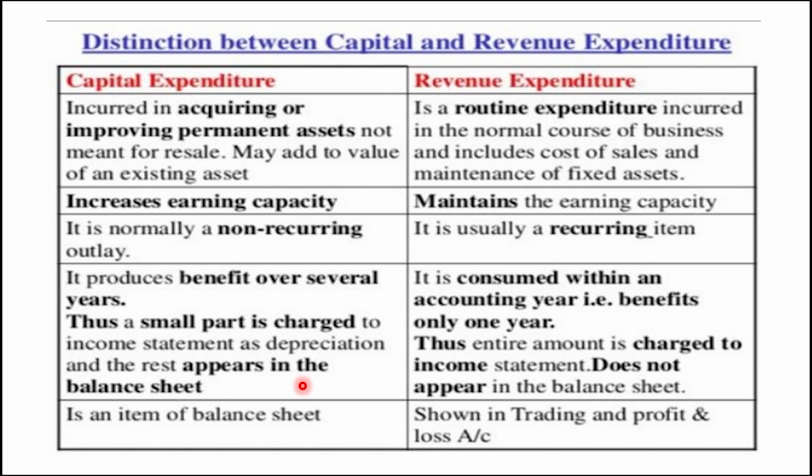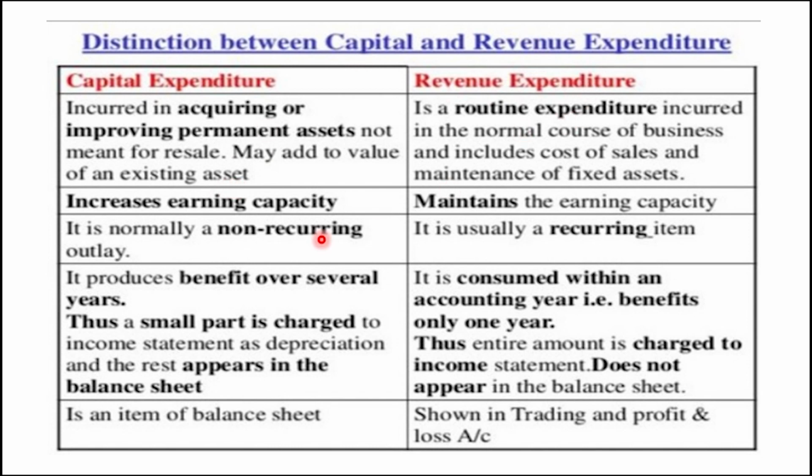First is capital expenditures incurred in acquiring or improving permanent assets not meant for resale. Now, not meant for resale means we are not into trading business of these machinery. We have purchased these assets, or we are acquiring or improving these assets for increasing our profit capacity, for increasing our profit. They may add value to an existing asset.